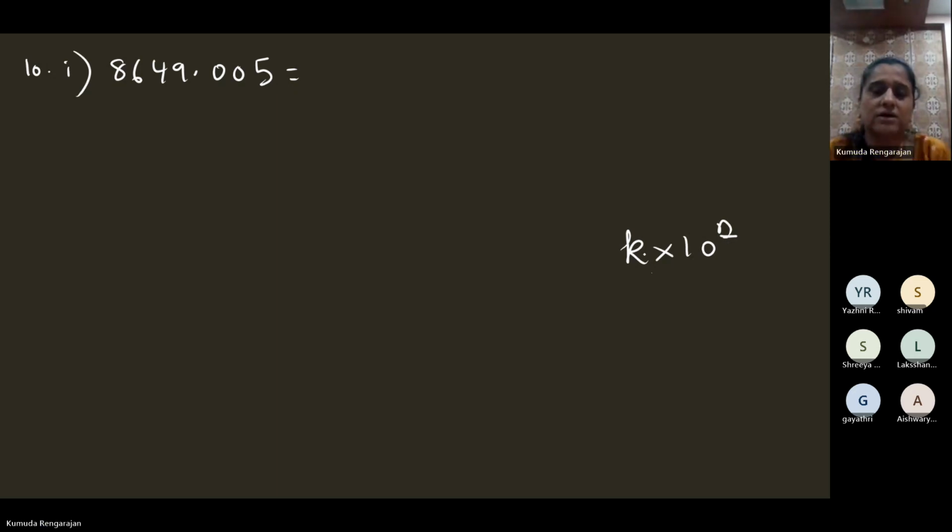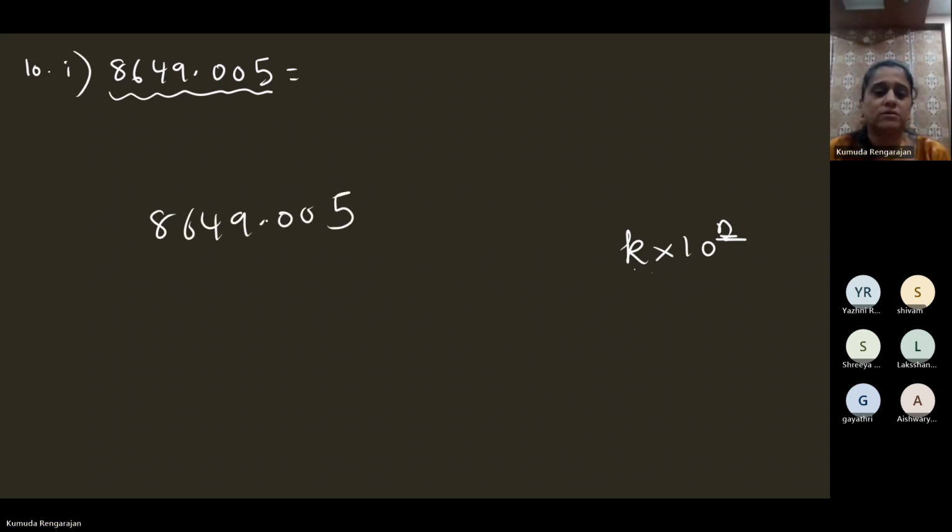Writing a number in the form k into 10 to the power n, where k can be 1 or anything more than 1 but less than 10, and n is any integer. So you need to bring this number to a value which can be 1 or anything more than 1 but less than 10. And you should do that by shifting the decimal point.